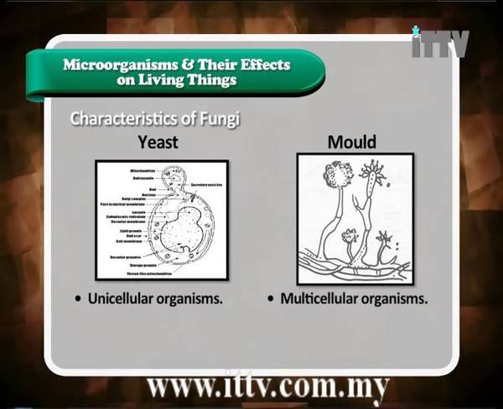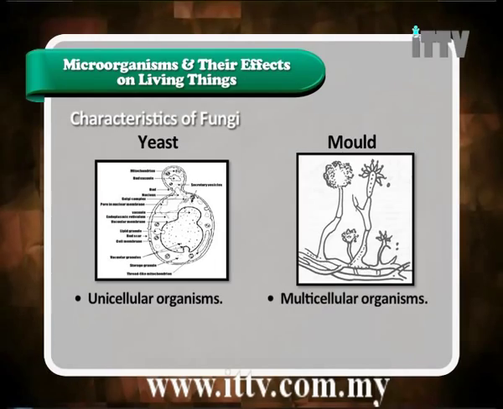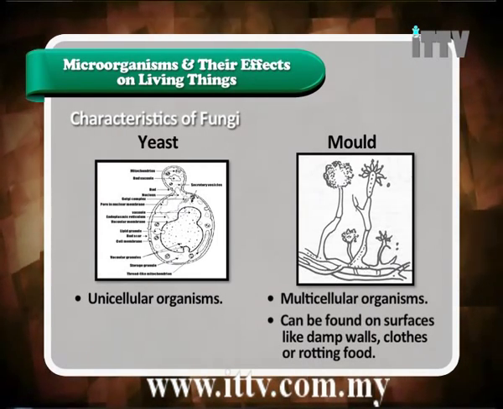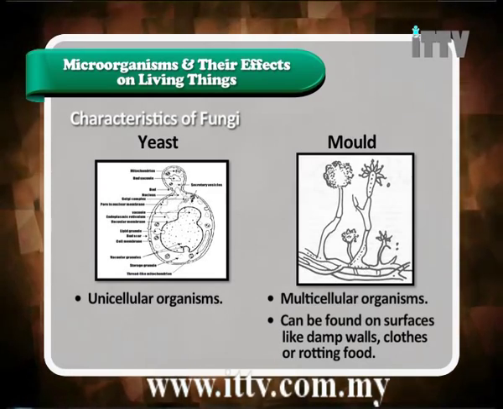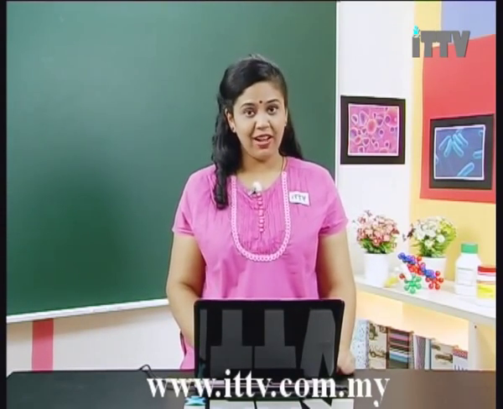Example: molds on rotten bread. Molds can be found on surfaces like damp walls, clothes, or rotting food. So in terms of appearance for fungi, we can see two different types, that is yeast and mold. Yeast is unicellular, while mold is multicellular. So here we have learned the difference between yeast and mold. Now let's look at the habitat of fungi.